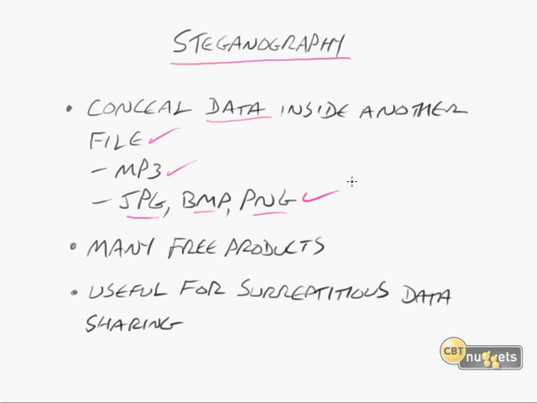It could have passwords for people in there. It could have any kinds of sensitive data hidden inside of those graphics files. And these are very difficult in many cases to detect. If you do a search for Google, you'll find several free products out there. I'm going to show you a couple of them that seem to work pretty well. And these are useful, of course, for, again, there's the word, surreptitious data sharing.